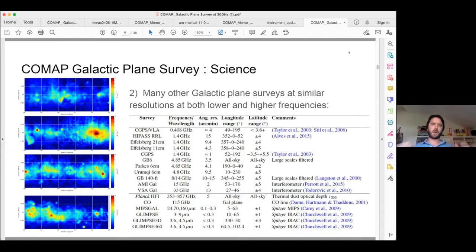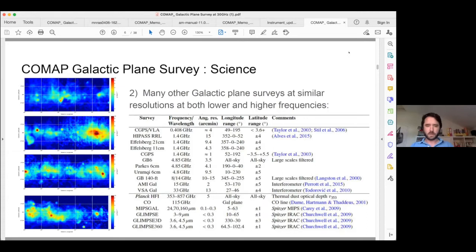We're also well placed for doing galactic science, as well as being matched to the resolution of the HFI. We are also well matched to a lot of other surveys. So at the lower frequency end, this is a table of all the surveys at the lower frequencies that we sort of match in terms of resolution.